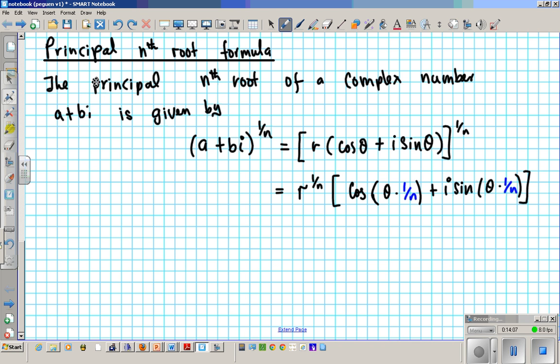It's called principal because there are other roots. By the fundamental theorem of algebra, we know that the amount of complex roots is the same as the degree of the root. So if you're looking for nth roots, you're going to have n complex roots. So the principal one is just the first one. Later on, we're going to learn how to find the other roots. Okay, so we're going to apply this to another example. Example 2. Write this down. All right, so let's do this. We're going to find the principal root.